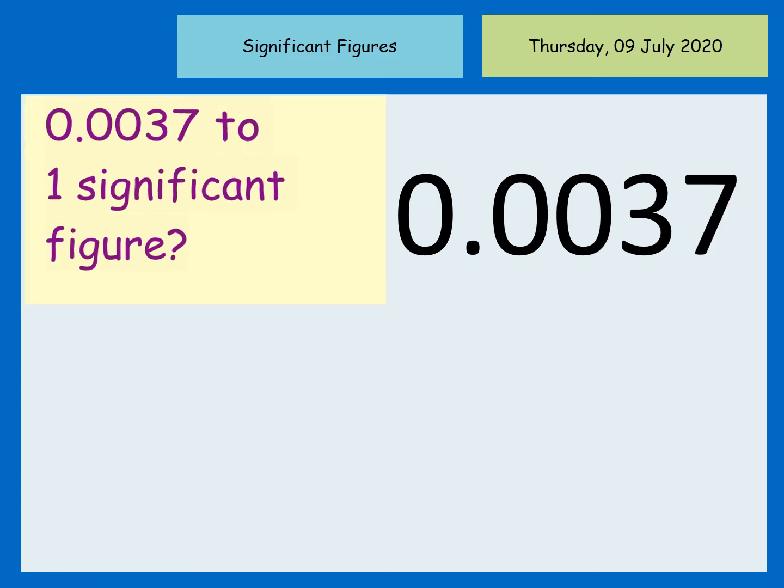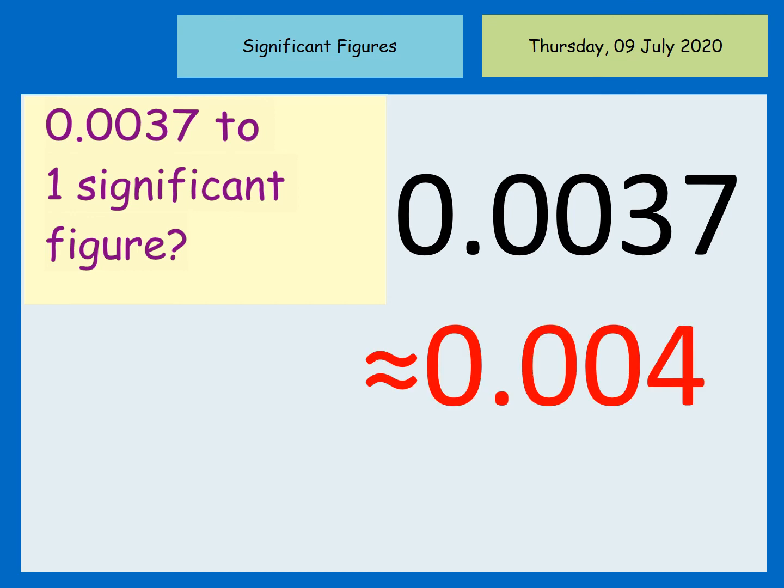Again, we're just rounding to one significant figure for now, so we have 0.0037. The first thing we need to do is identify that first significant figure, which, as we discussed, isn't that 0 there. Our first significant figure, in fact, is the 3. Again, we look at the number directly to the right of it, which is the 7. 7 rounds the 3 up, and so our answer would be 0.004.